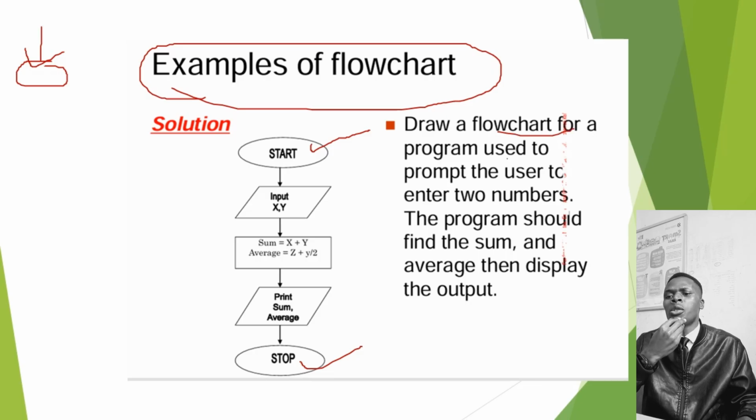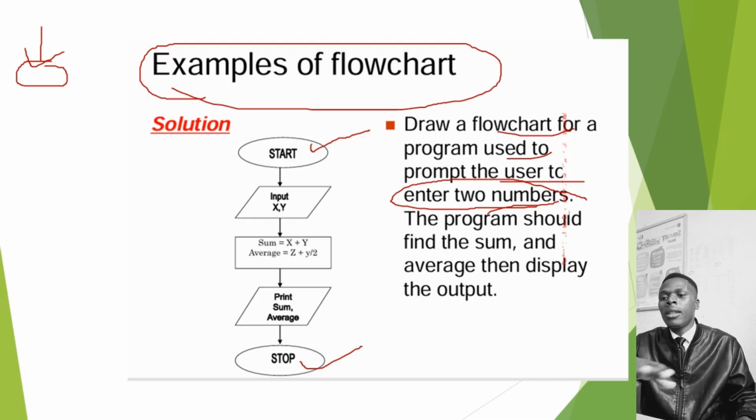This one is saying draw a flowchart for a program used to prompt the user to enter two numbers. It is the one we did for the pseudocode earlier on. So we input two numbers, then we find the average and display the average. And then remember, we should avoid repetitions.